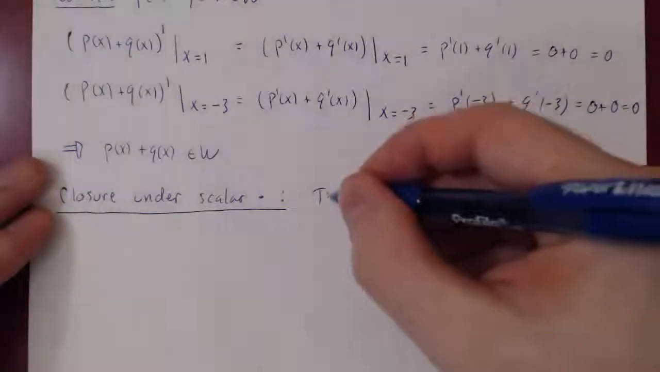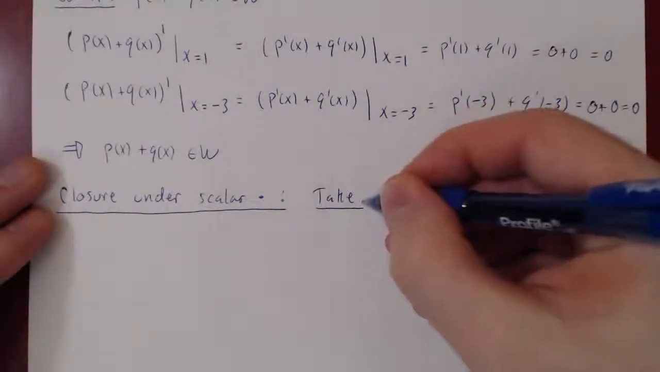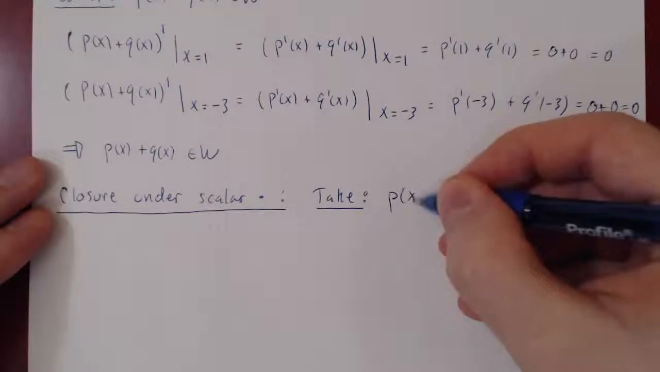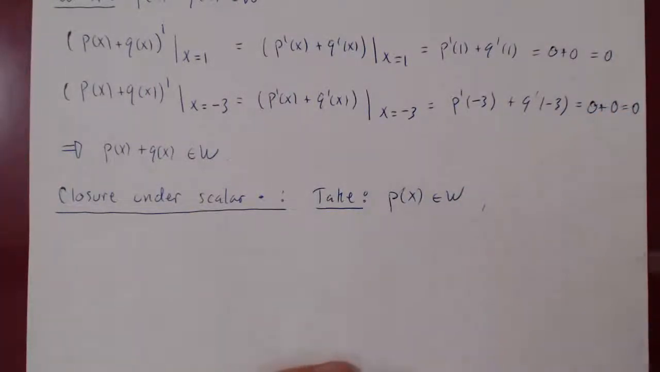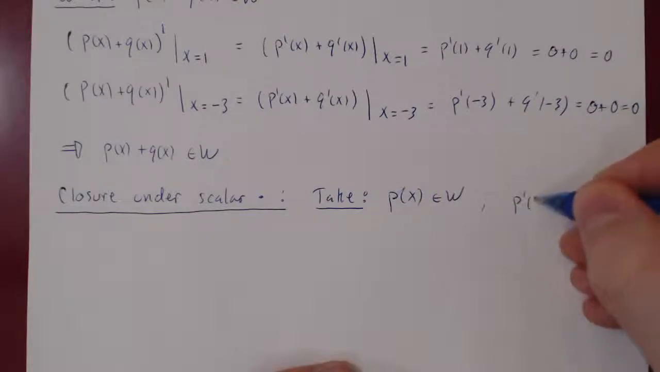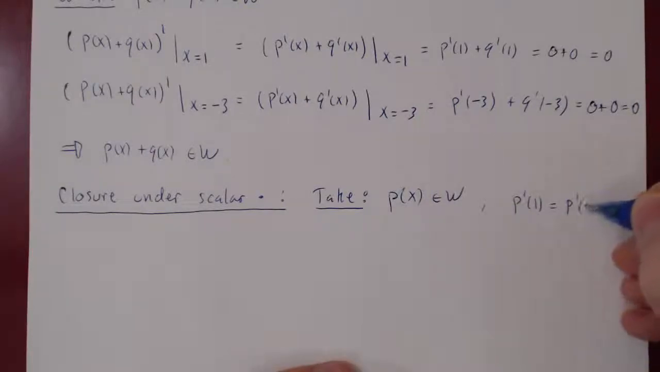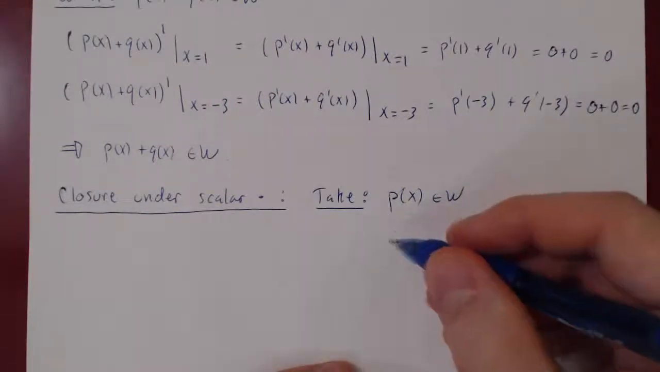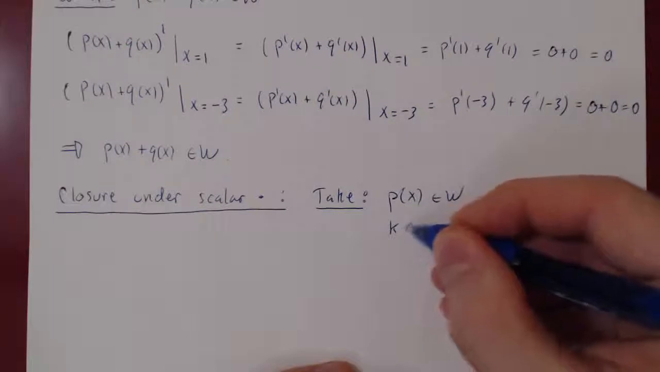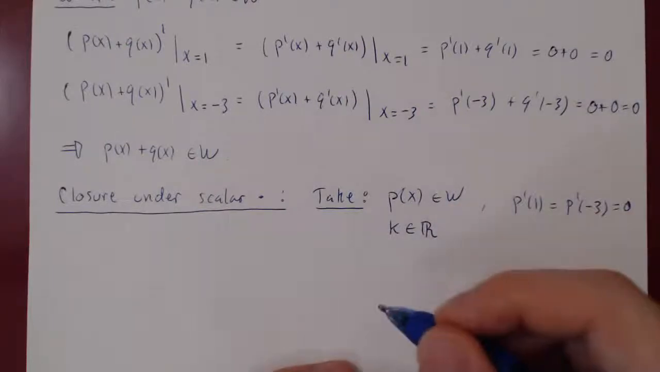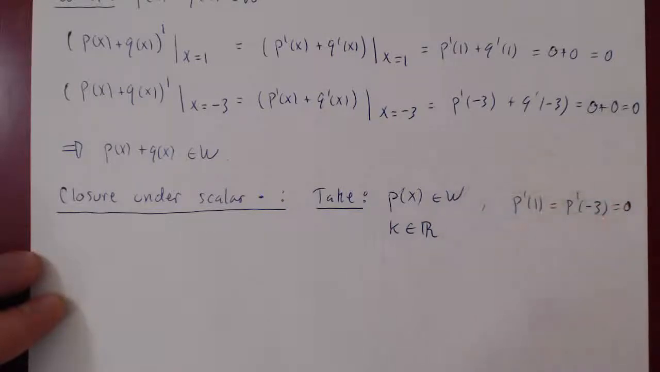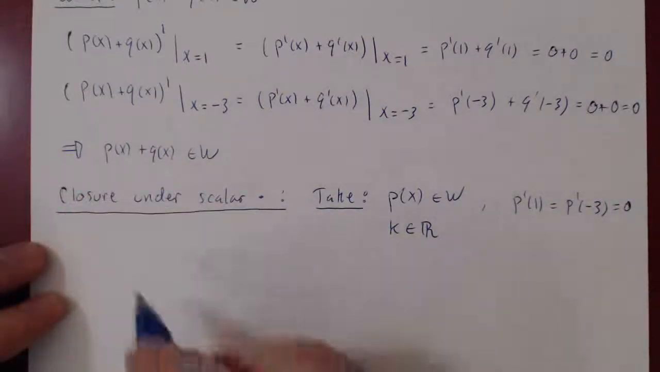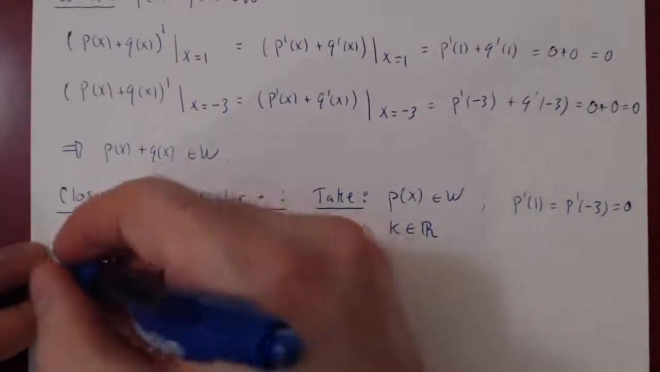So we take an arbitrary element of our space, therefore a polynomial in W, where x equals 1 and x equals negative 3 are both critical points, and so p prime of 1 equals p prime of negative 3, which equals 0. And we must take also an arbitrary real number, say k. And we want to show that k times p of x will also be a polynomial in our space W, hence proving that we have closure on the scalar multiplication.